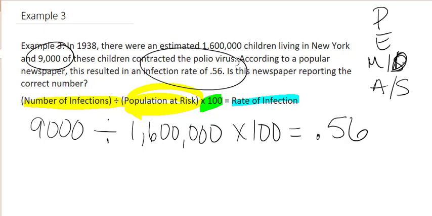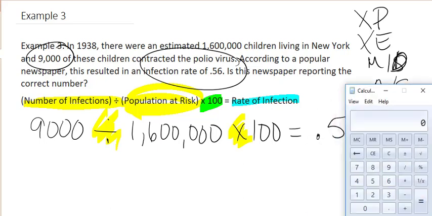So we don't have any parentheses. We don't have exponents. So let's look to see if we can do multiply and divide, which we can. There's two. We have a division and we have a multiplication. So let's go from left to right. And let's also use a calculator. So we have 9,000 divided by 1,600,000.